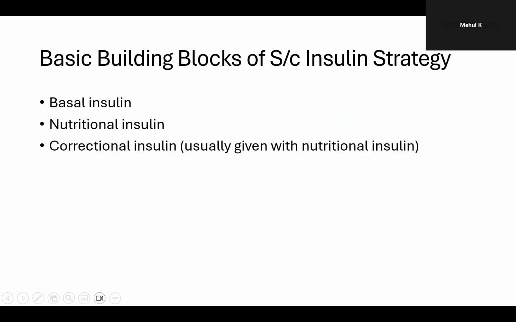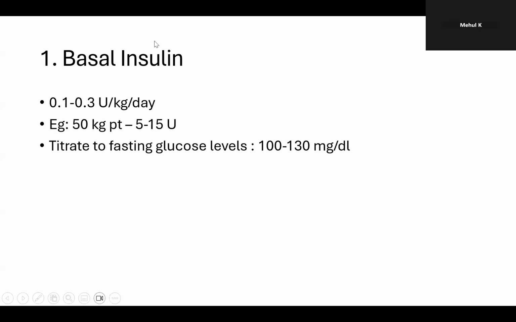So, what are the basic building blocks of a sub-Q insulin strategy? You need three things. Actually, you need two things, but in the literature, it is described as three things. So, for basal bolus, you need basal insulin, nutritional insulin, and correctional insulin. We'll discuss what all of these actually mean. So basal insulin is what we describe as the long-acting insulin. I'll just switch it back to the board here.